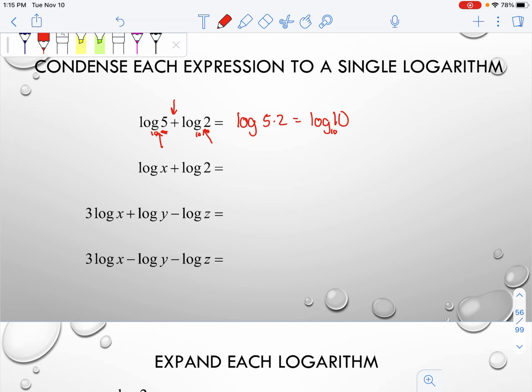Log x plus log 2, right? Because it's addition, we're going to multiply. We're going to write the log one time, and x times 2 is 2x.